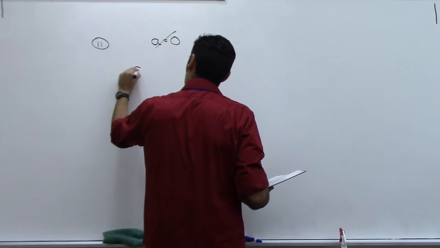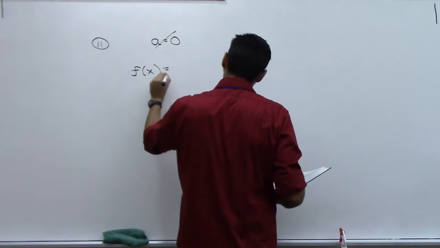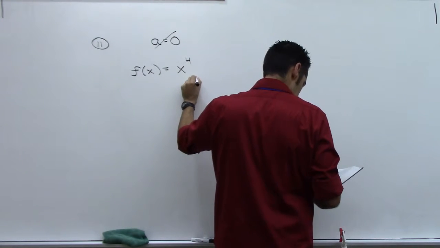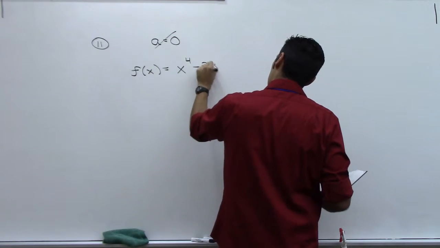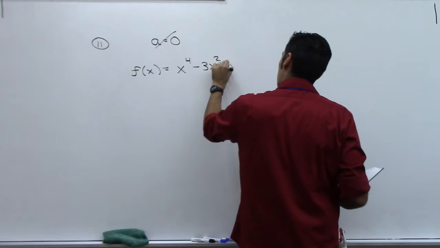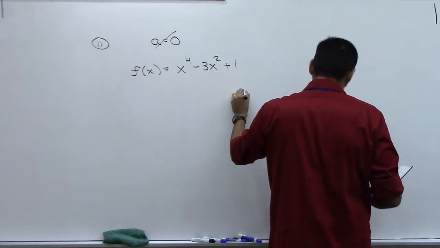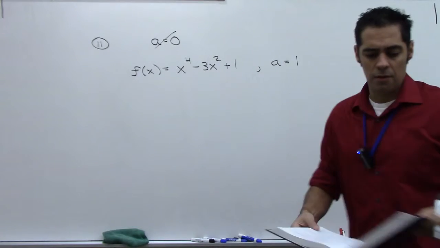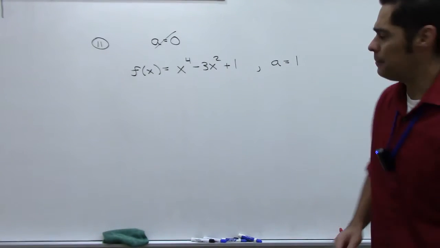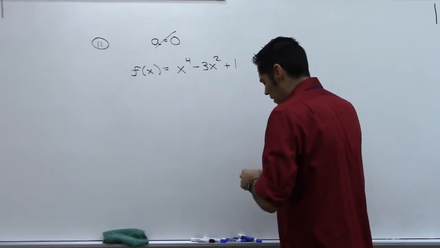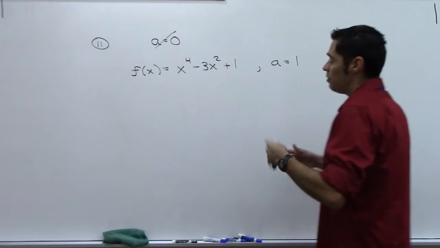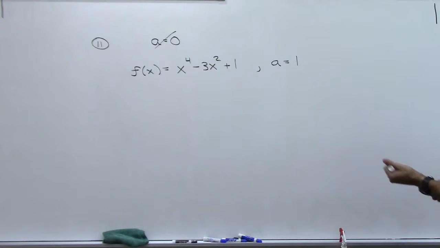So let's look at f of x is equal to x to the 4th minus 3x squared plus 1. And it's going to be centered at a equals 1. So this is a finite polynomial function. And they're giving you this example just as a warm-up, just to get you to see how things are going to work.